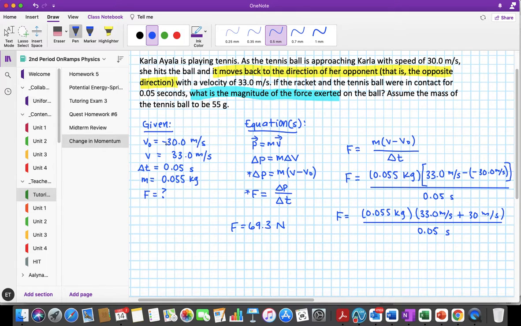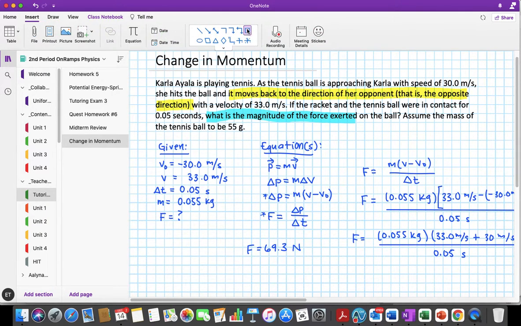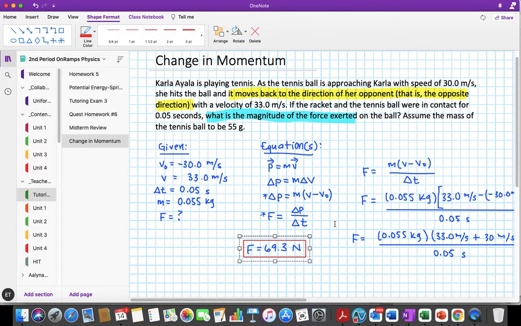Now, if we had picked this one to be positive, this one negative, this one would be negative 33 minus 30, so that would be negative 63, and our force would have been negative 69.3. Since we just want the magnitude, we still get just the positive number. Okay. The key to a problem like this, change in direction. Change in direction, show it by means of a negative sign. And that's it for this problem. So simple. So simple.